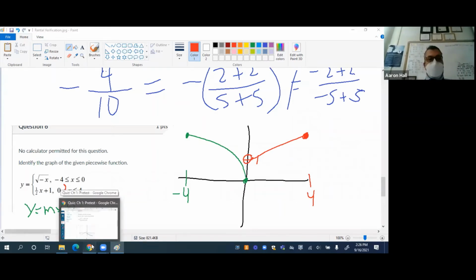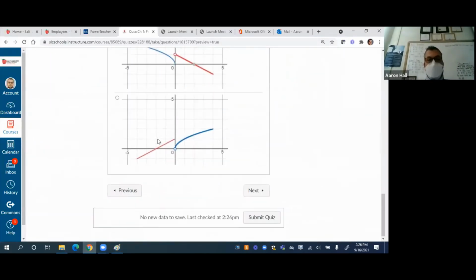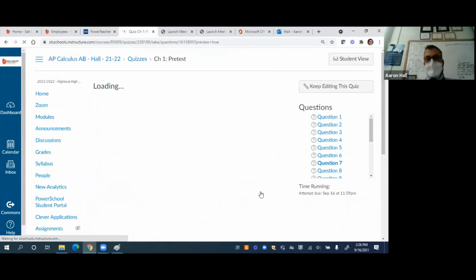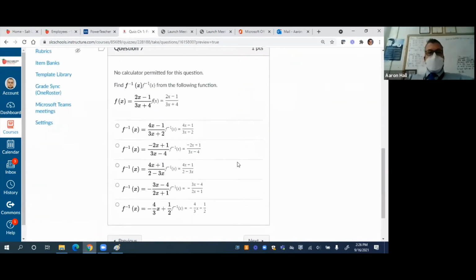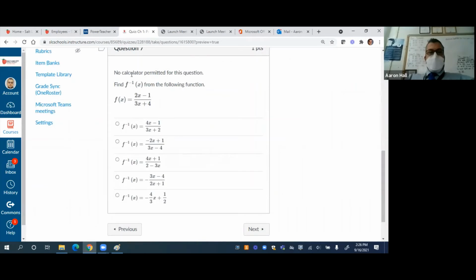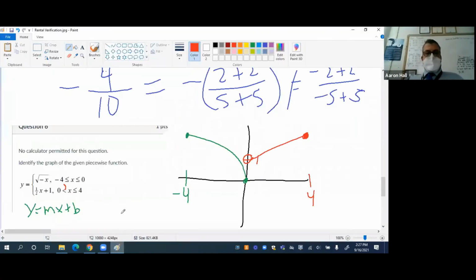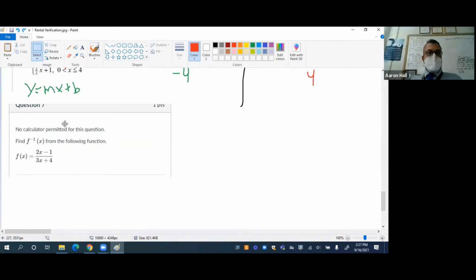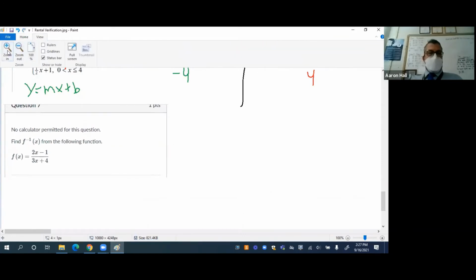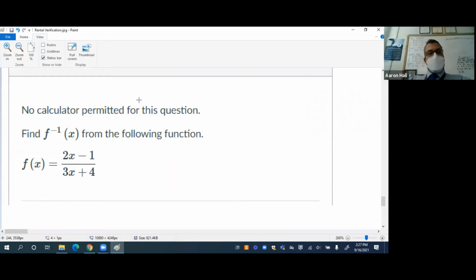All right, moving on. Number 7. 7 looks like this, and it says, find, what does that mean? The inverse of f of x. Yeah, I have to find the inverse of f of x. So the question is, how do we do an inverse? What are the steps for finding an inverse?